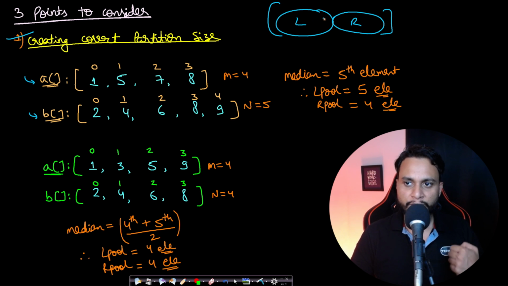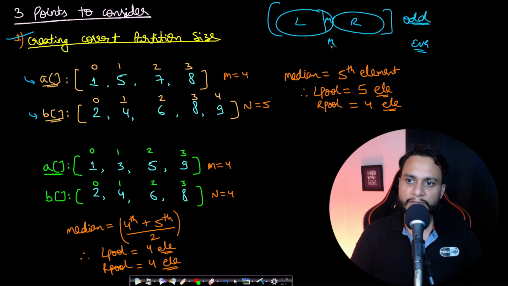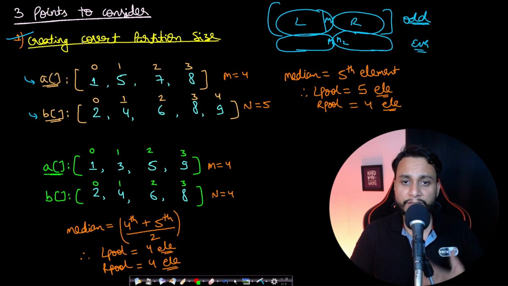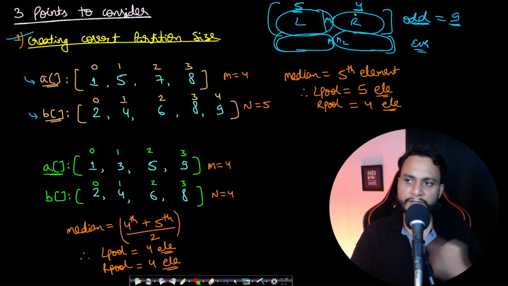Now if you have an odd number of elements in total, the median will be included in the left pool. And if you have an even number of elements, then the first median will be in the left pool and the second median will be in the right pool. This is our assumption for creating the partition. Now on this assumption, let's try to find out how to create the correct partition size. Now you know that if you have an odd number of elements, let's say it is 9, then 5 elements will be in the left side and 4 elements on the right side. Why? Because the median is also coming on the left side.